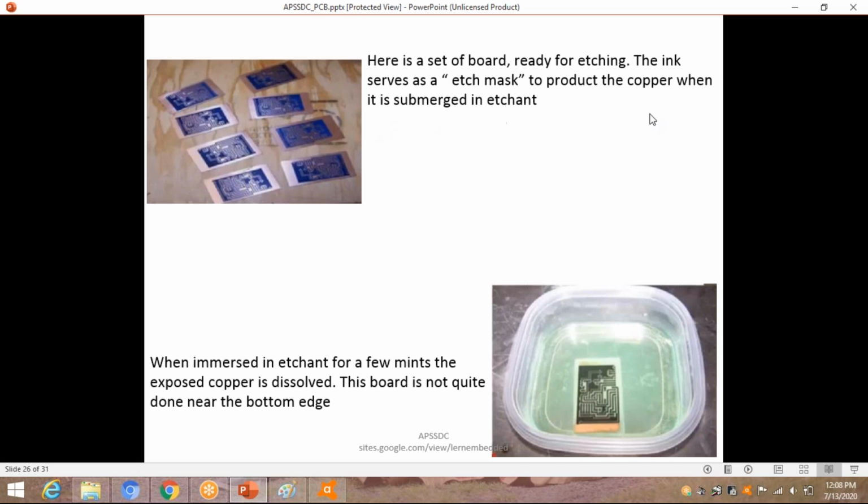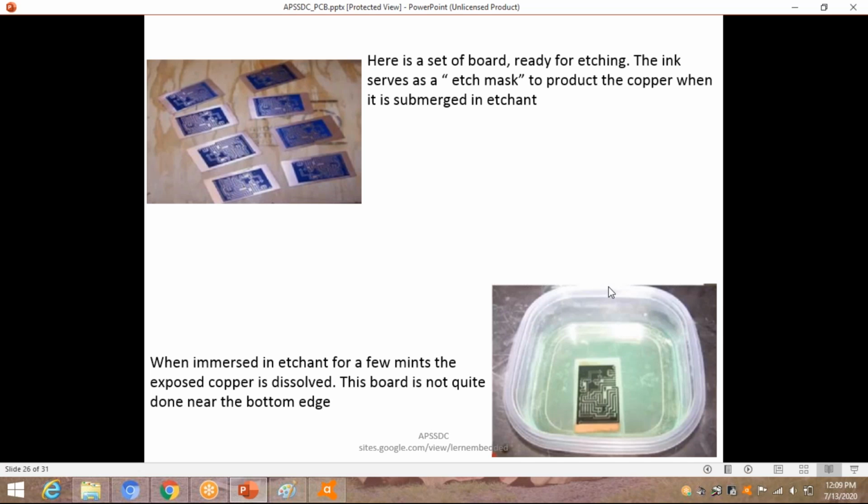Okay, you can read these points. What is etching? Can anyone tell me what is etching? Removing the extra copper, sir. Process of removing the copper. Yes, wonderful, that's a nice answer. We need to remove the excess copper.